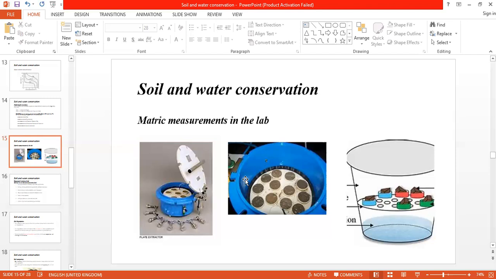And it's best that we do a lot of practical on this one, because this is more of a practical course.